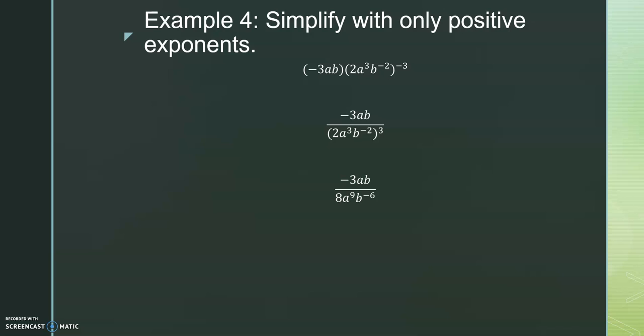That's a negative 3 in the numerator. It is not 3 to the negative 1. It does not move. B to the negative sixth in the denominator will move to the numerator. Simplify. There's an a in the numerator, 9 a's in the denominator. Negative 3b to the seventh divided by 8a to the eighth.